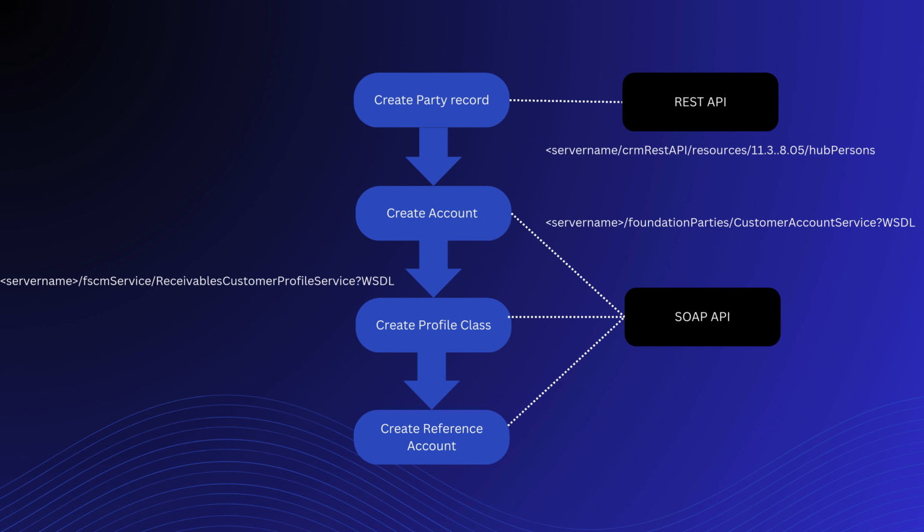Let's understand the customer creation and its associated APIs. The first one is to create the party record. For the party record, whether it's a person or an organization, you need to invoke a REST API. The second one is creating the account. Once we have created the party successfully, then we need to create the account. For the account, Oracle has provided a SOAP API.